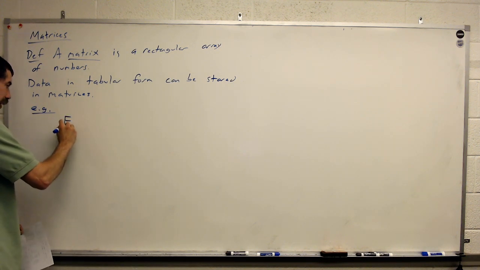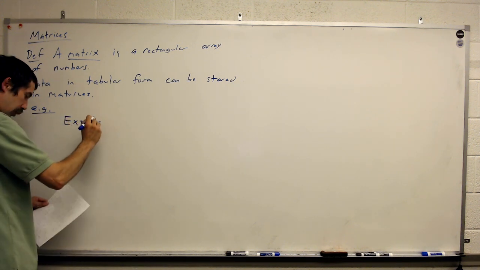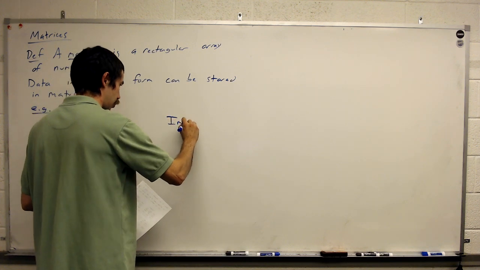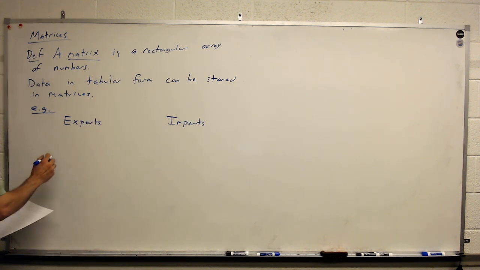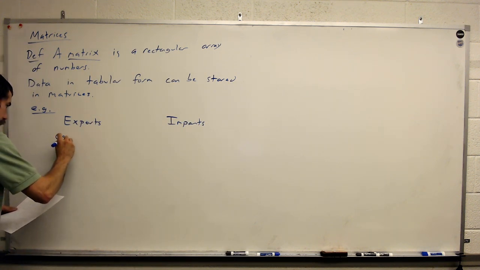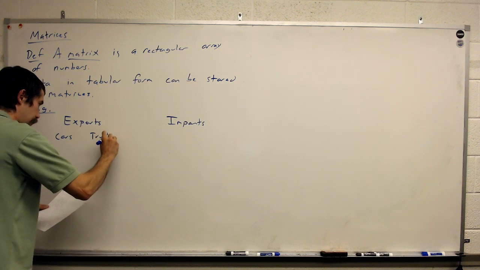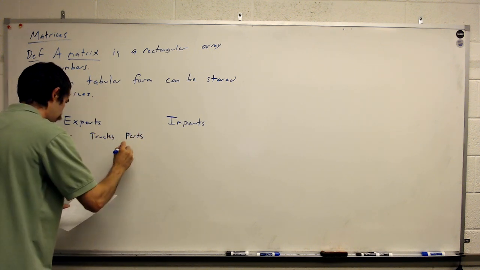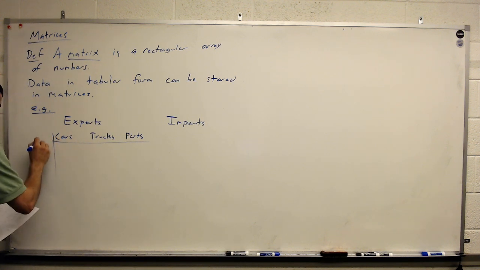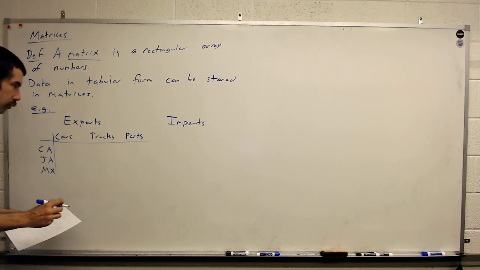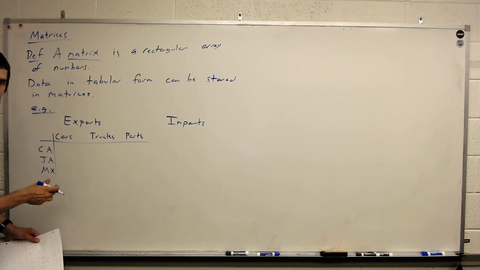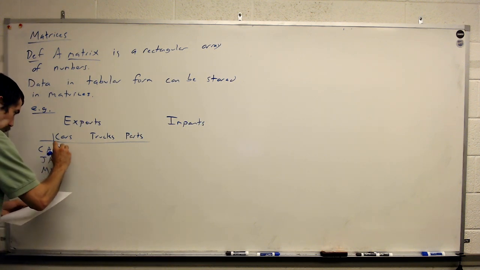suppose we had data on the exports and imports of various countries for various objects. All right, so we're going to have cars, trucks, and parts in the countries Canada, Japan, and Mexico. All right, and so this is all going to be in thousands.